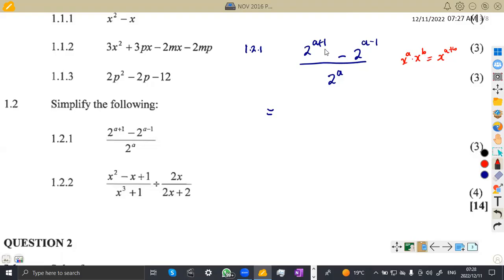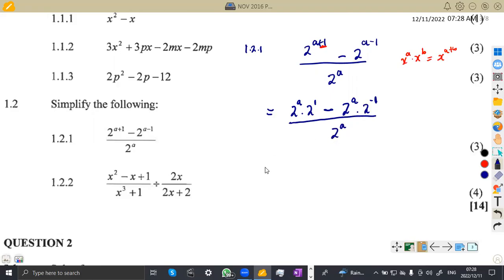All right, so in this case, we have 2 to the exponent of a plus 1. That means you are multiplying 2 to the exponent of a by 2 to the exponent of 1. Minus the same thing here. This is a minus 1, which means you're multiplying 2 to the exponent of a and 2 to the exponent of -1. Remember, if you add a plus -1, that's a minus 1. So that means it's the same thing. Okay, everything over 2 to the exponent of a.